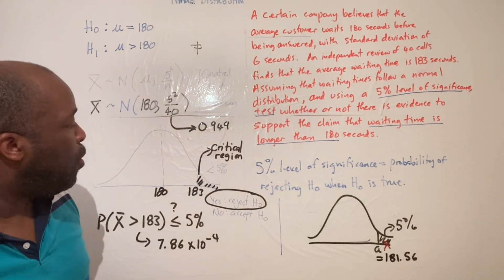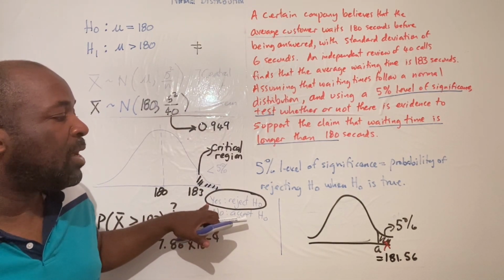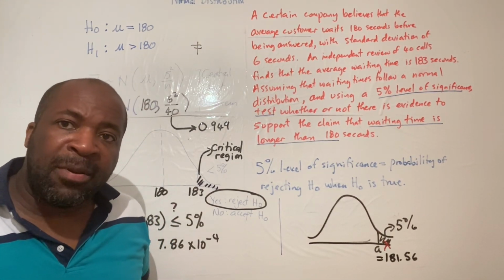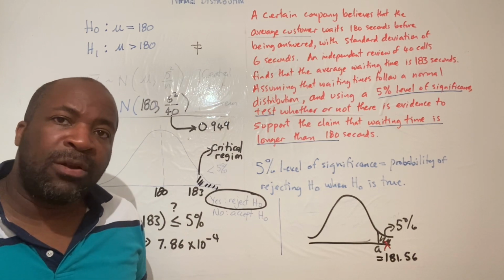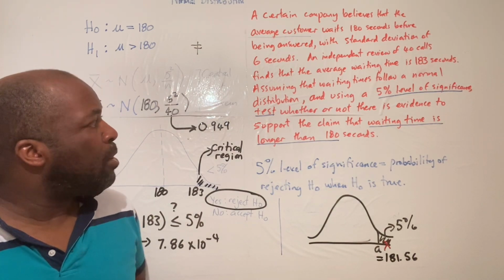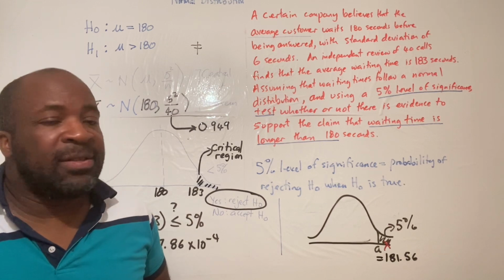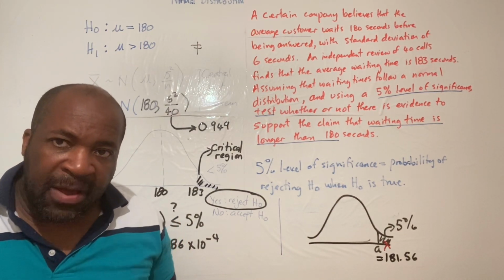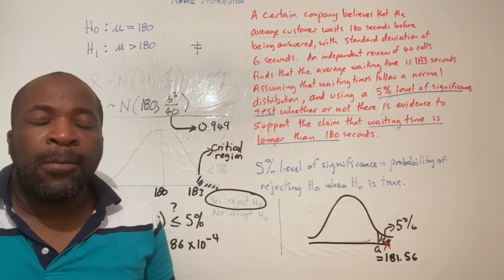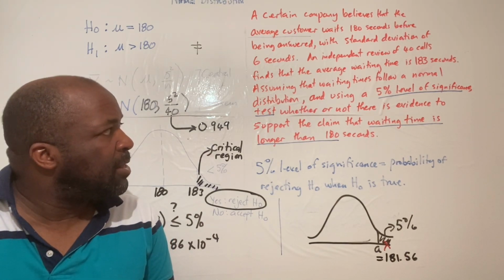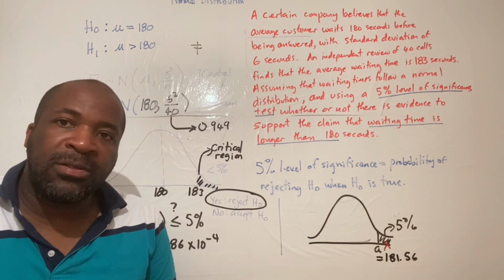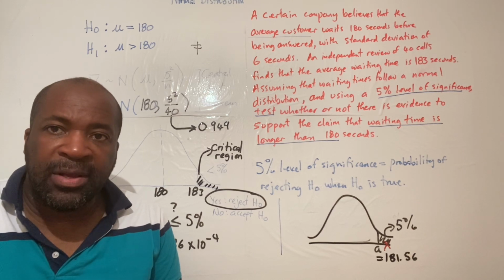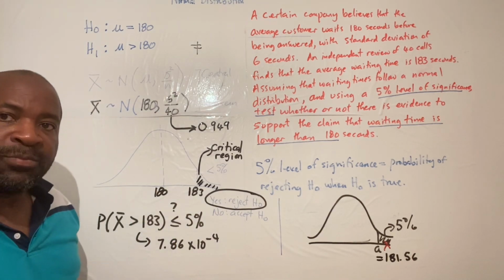And so our decision remains the same. We're going to reject H0 because the sample value lies inside the critical region. And then we would conclude that there is insufficient evidence at the 5% level of significance. And notice I include the level of significance in my conclusion. So there's insufficient evidence at the 5% level of significance to support the claim that the average waiting time is 180 seconds. So that concludes this presentation.